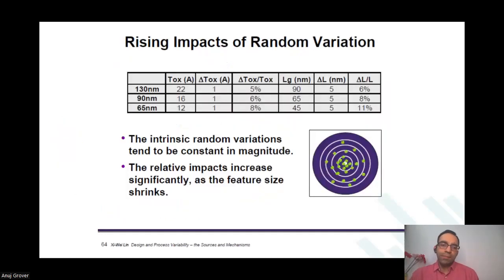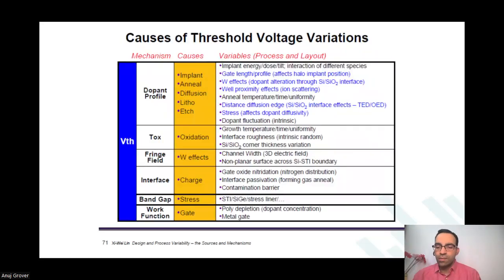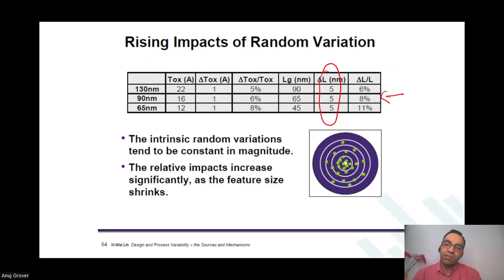So now this is what we just discussed. Even if the variation, delta L, we said, remains constant, you see the impact across technologies is very different. That is why as we go to still more advanced technologies, more and more variations come into the picture, and they impact memory design very significantly.